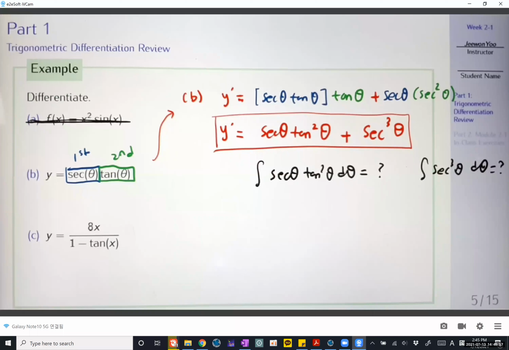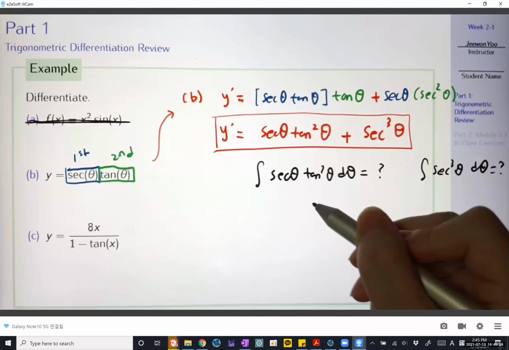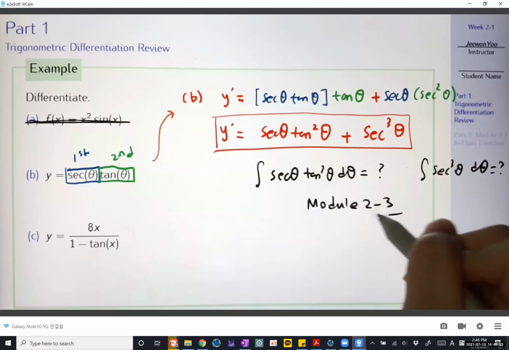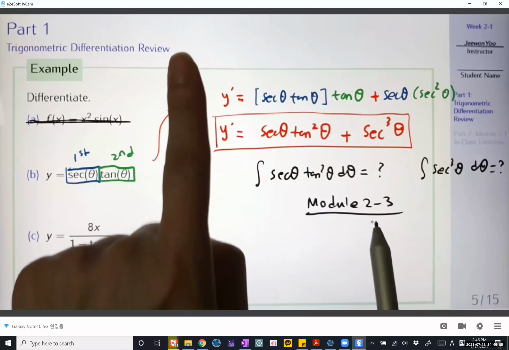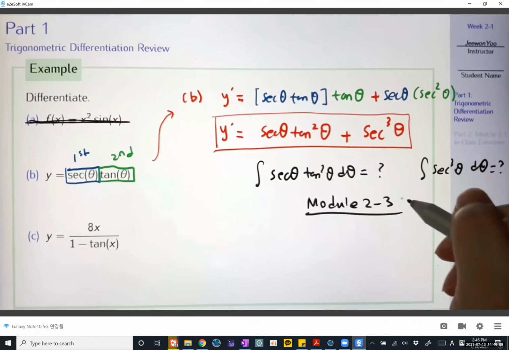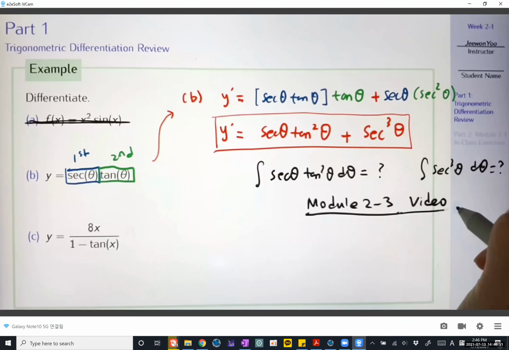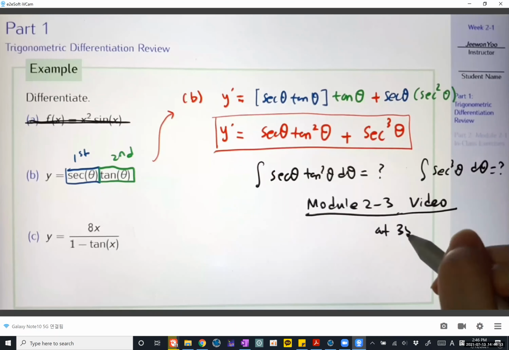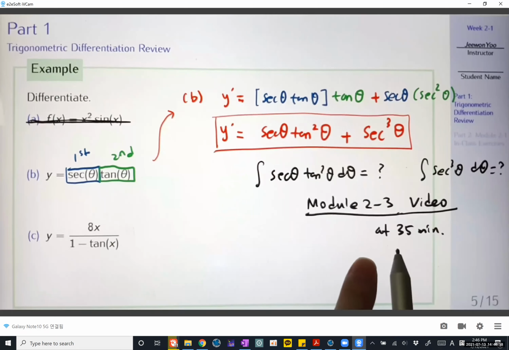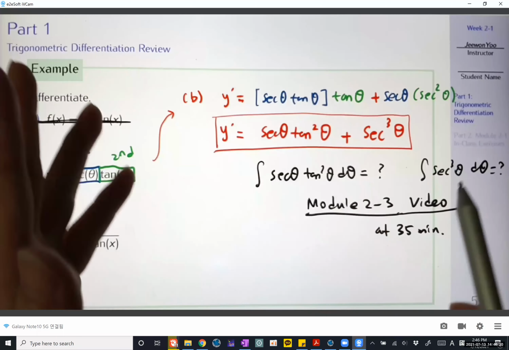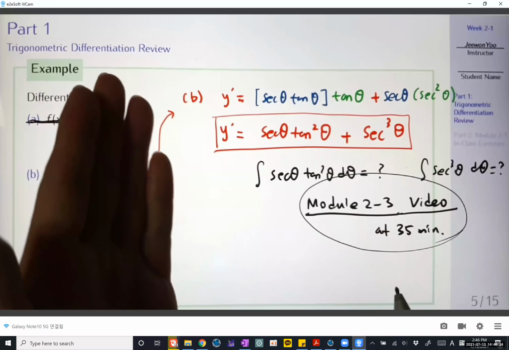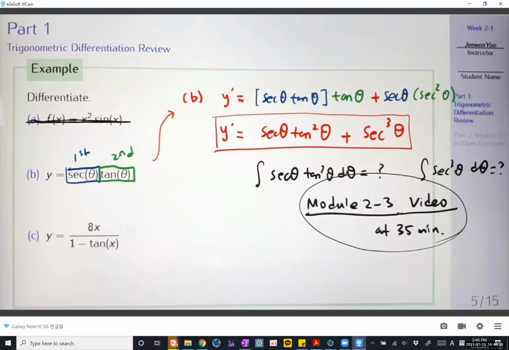But you guys really have to know module 2-3. There's a small typo in the module 2-3 video at the 35 minute mark, but I'm going to give you a global announcement about this small mistake. It's just I forgot to do the chain rule.